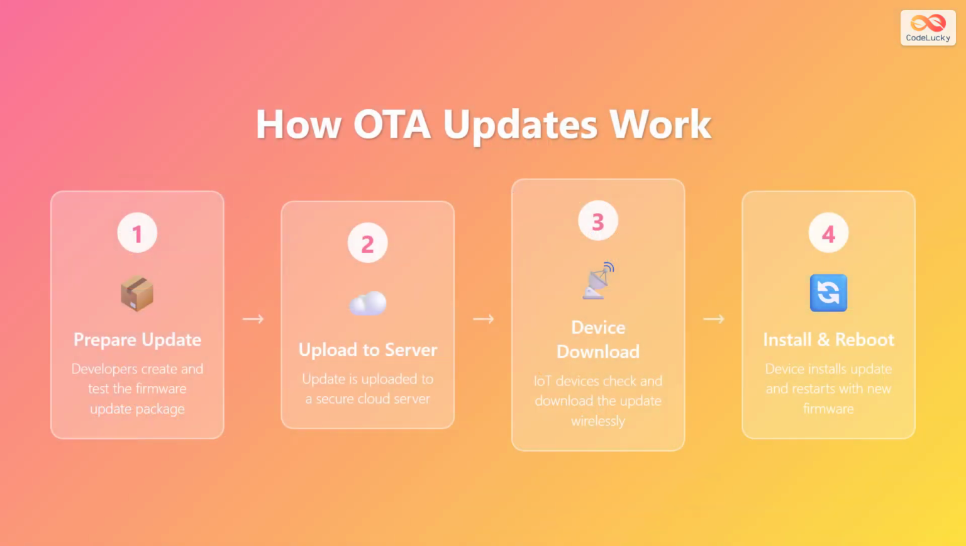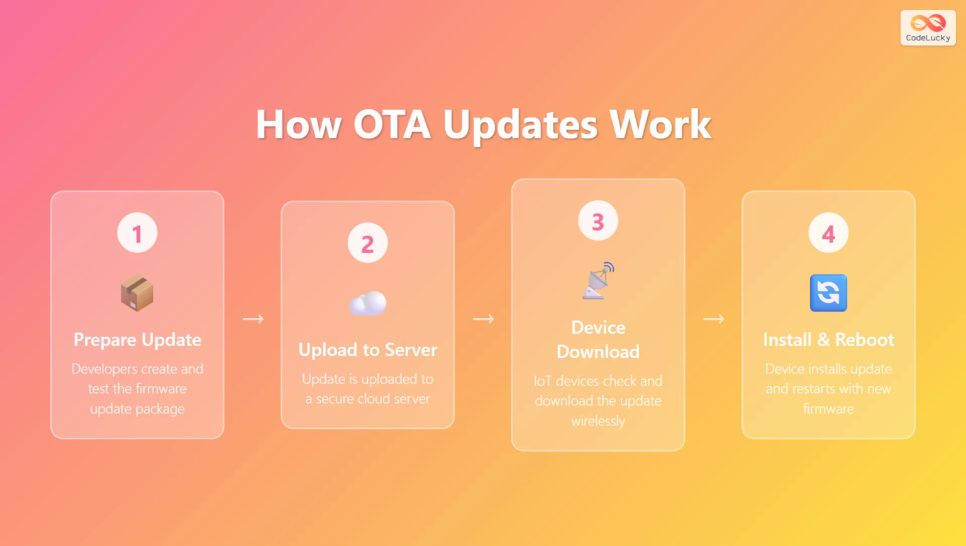The OTA update process follows 4 main steps. Step 1. Developers prepare the update. They create and thoroughly test the firmware update package to ensure it works correctly and does not introduce bugs. Step 2. The update is uploaded to a secure cloud server. This server acts as the central distribution point for all devices.